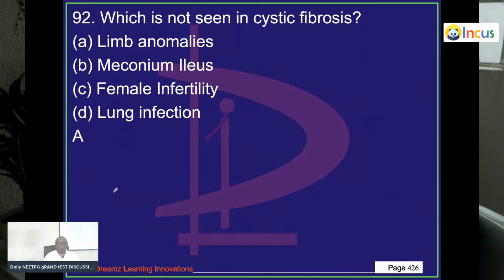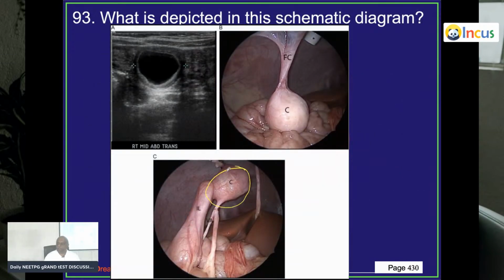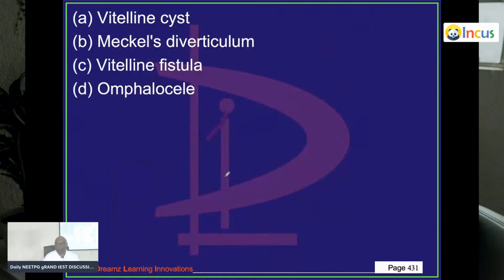It is not seen in cystic fibrosis, no limb anomalies. And what is this, doctor? It is a vitelline intestinal cyst.